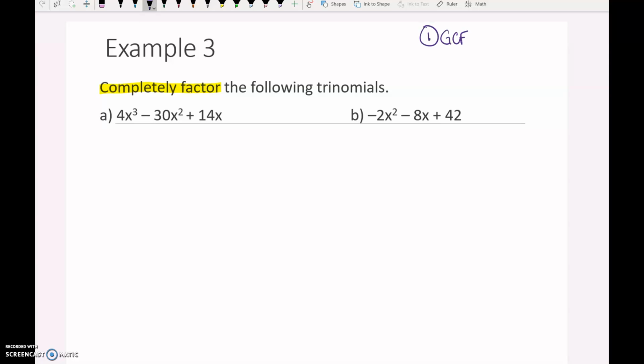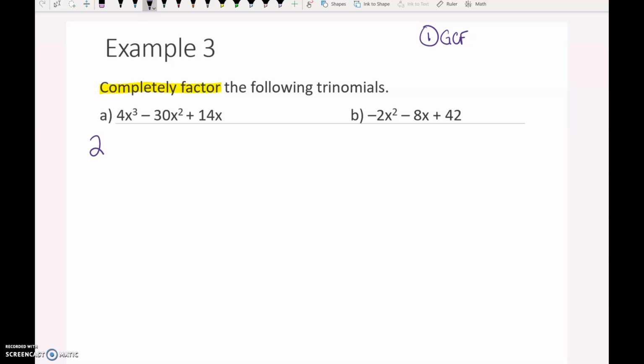So look at the terms and think, do these terms have anything in common? Is there anything that I could divide out of all of these terms? So first look at the numbers, 4, -30, and 14. Those are all even, so I know I can divide 2 out of all of them. See if there's anything bigger, like maybe 4. I don't think we can do 14 divided by 4. I don't think we can do 30 divided by 4. So I think 2 is our best bet.